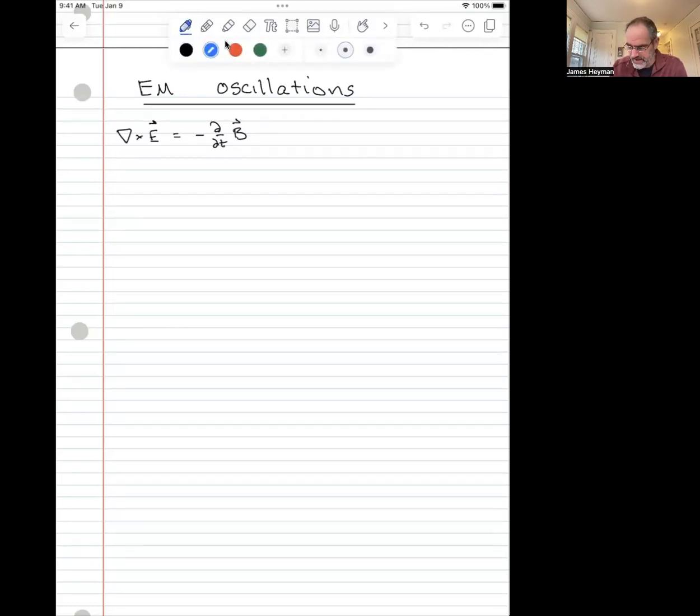Or alternately, and more usefully for the problem we're going to do, we can say that the integral of the electric field around a closed loop is equal to minus the rate of change of the magnetic flux enclosed by that loop. So Faraday's law.